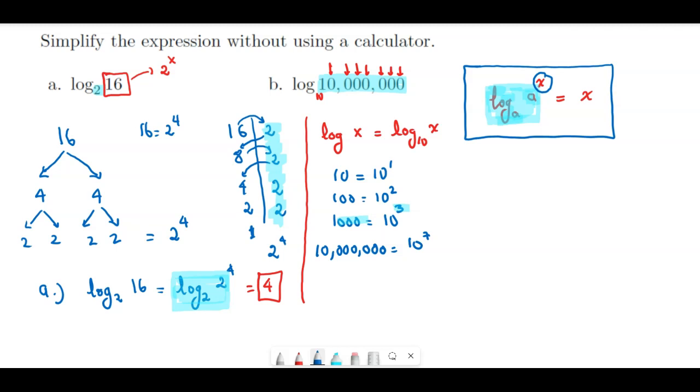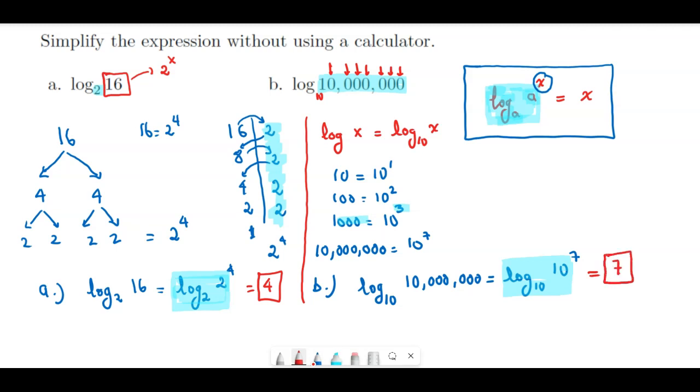So going back to my expression in b. All right, so this is log, remember, base 10 of 10 millions, and that should be equal to log base 10 of 10 to the 7. And again, the cancellation formula applies to the log base 10 and 10 exponent. That's gonna cancel out, and the final answer should be equal to 7. And that's all.